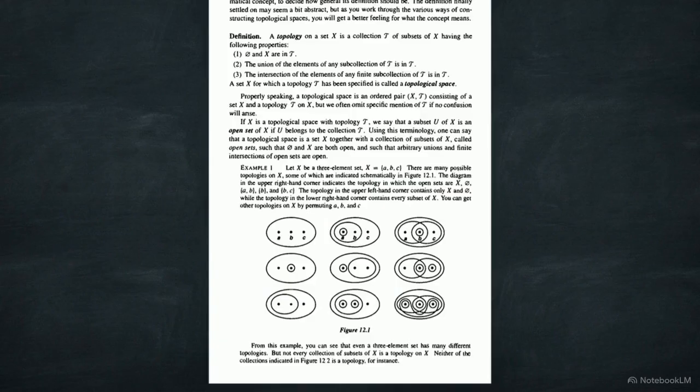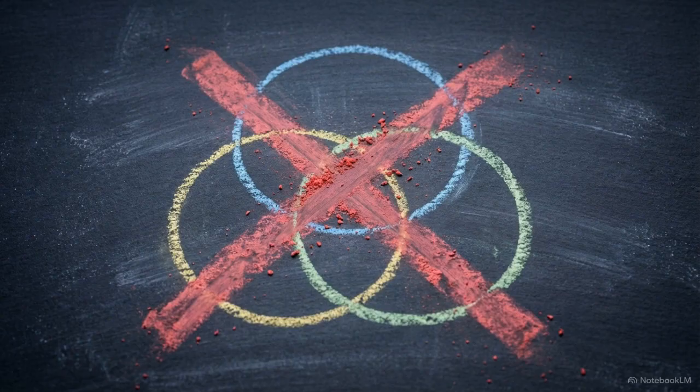This diagram shows 9 valid topologies on our 3-element set using overlapping ovals. Look at the complex arrangement in the bottom right. It satisfies all 3 axioms because any union or intersection of these inner subsets results in another subset already drawn within the collection. But not every collection of subsets passes the test.